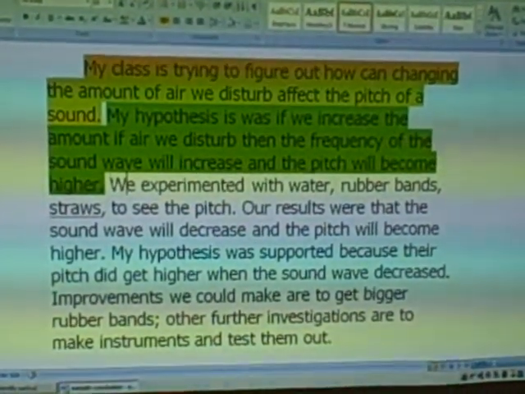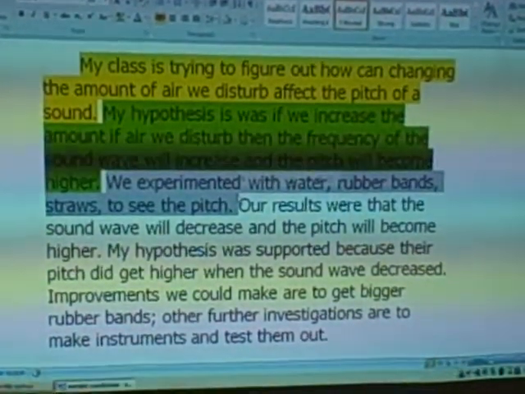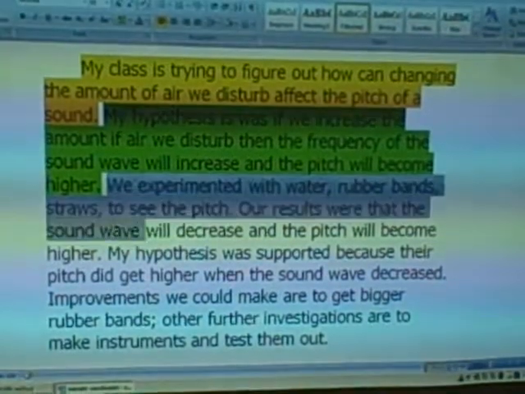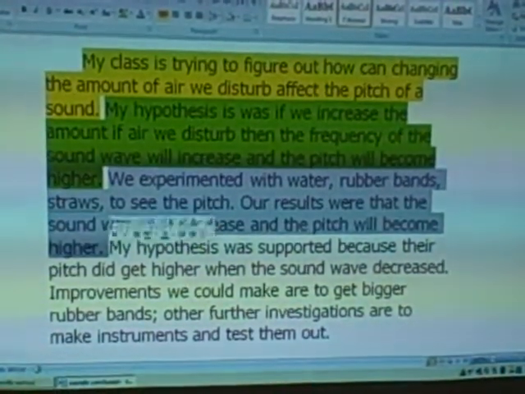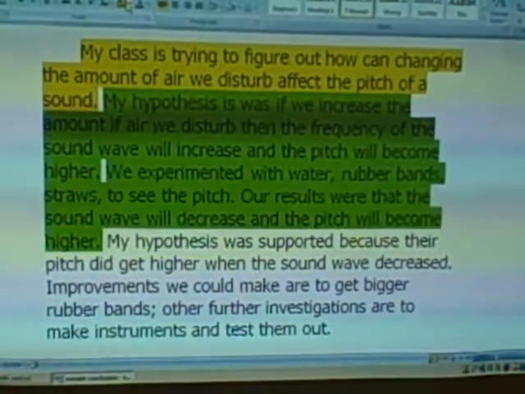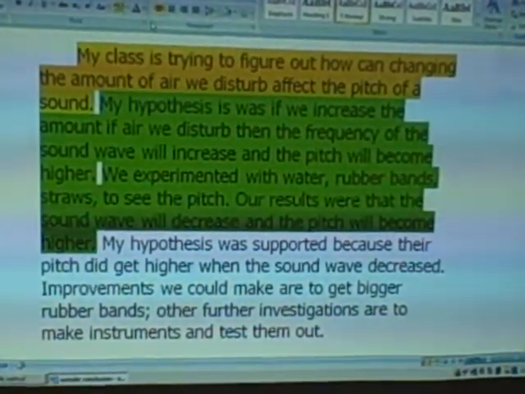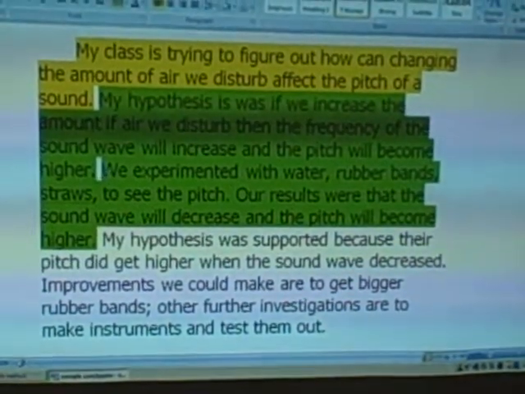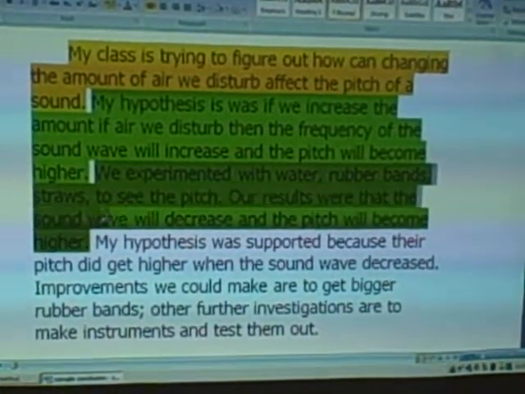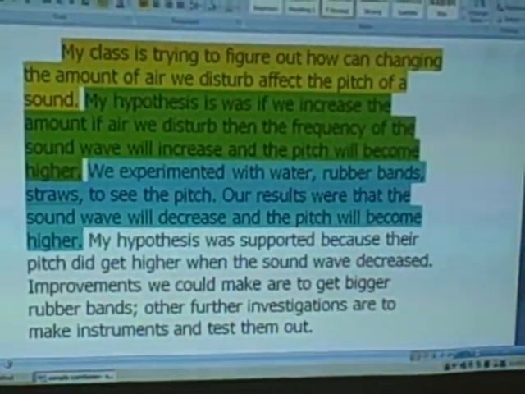Third, they talked about their results. Again, this took more than one sentence. The conclusion is not limited to just 6 sentences. This part of the results had 2 sentences.